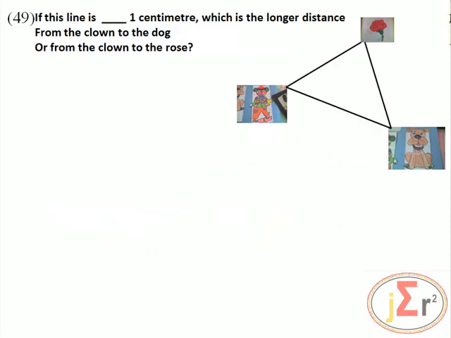If this line that we have right here is 1 centimeter, which is the longest distance? From the clown to the dog, or from the clown to the rose? Which one represents the longest distance? Which one looks longer to you, Jerry? From the clown to the dog. Alright, from the clown to the dog looks longer to Jerry. Therefore, he did not even need to measure it.